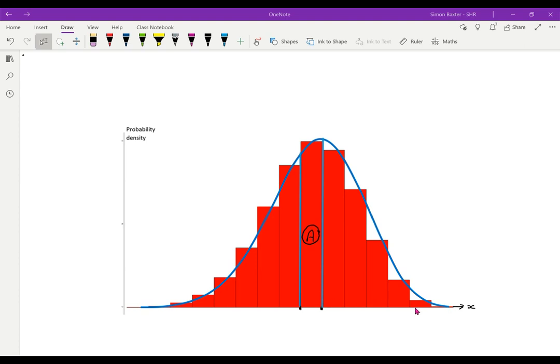Well, we must be somewhere within all the red rectangles. If we must be somewhere there, the probability, therefore, that we are within these red rectangles must be 1. The area of all those red rectangles must be 1. If the blue curve is going to represent some sort of probability type curve, in fact, a probability density curve, then the area under that curve would also have to be 1.